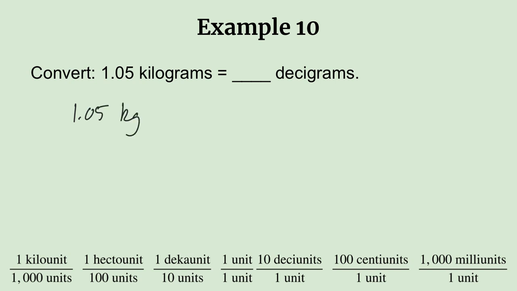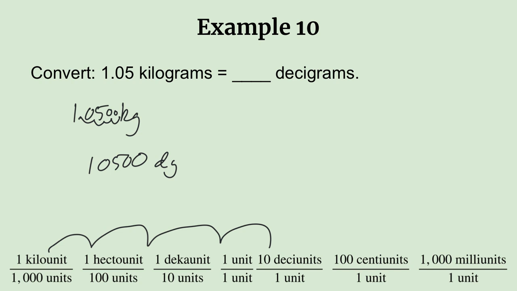Last example, 1.05 kilograms. We're going kilo to deci. So that's 1, 2, 3, 4. So it'll be 1, 2, 3, 4. So 10,500 decigrams.